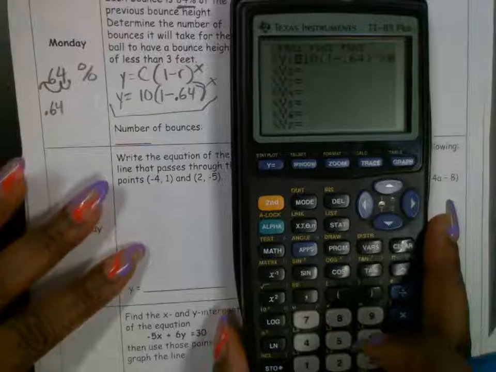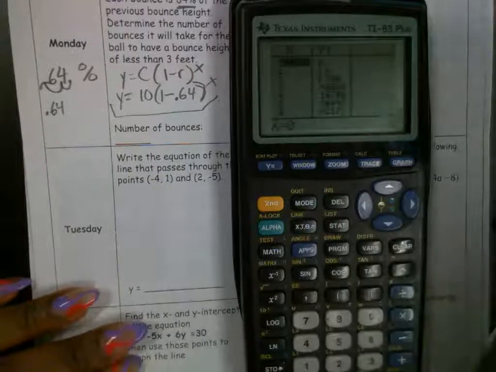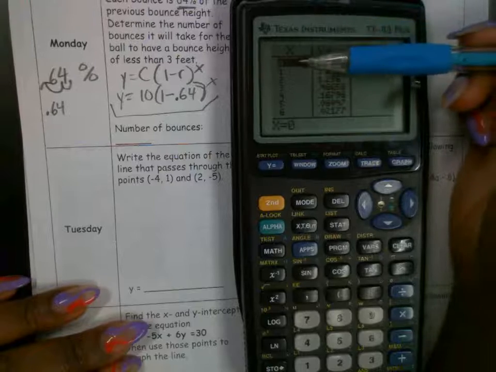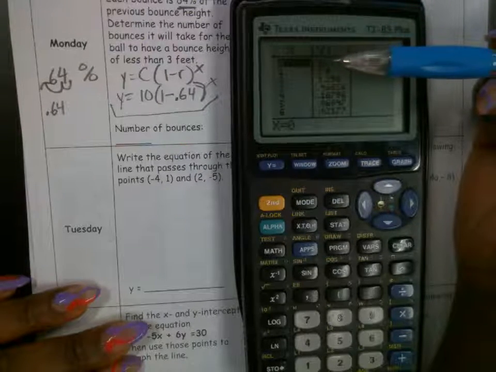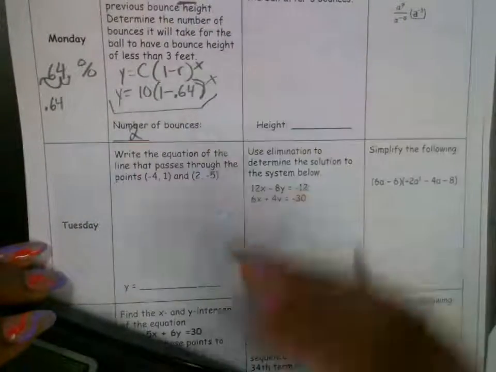Now where do I go to view my function table? Second graph. Okay, now I'm looking at my table values. At what bounce is it under 3? 2. It's under 3 at 2. Very good. So the number of bounces is 2.